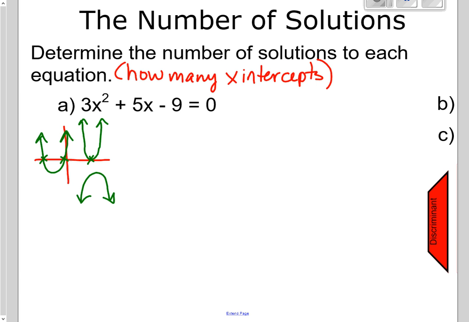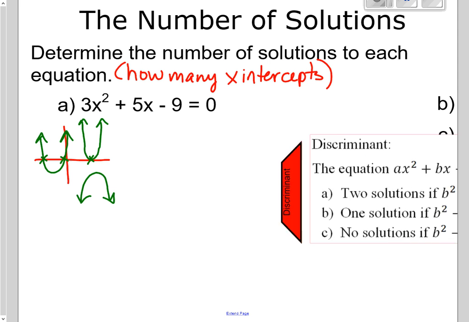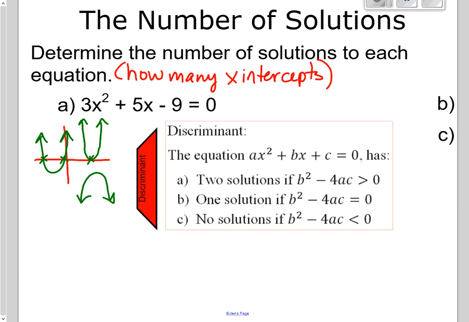So when we just want to know the number of solutions, we just want to know basically, is this graph going to cross 2 times on the x-axis, once on the x-axis, or none? And the way that we do that is through the discriminant. So the discriminant is just a part of our quadratic formula.